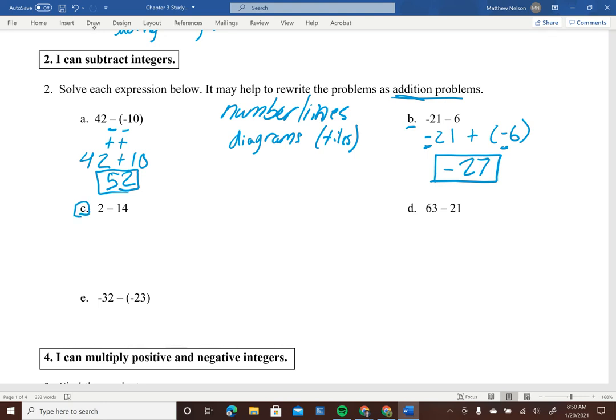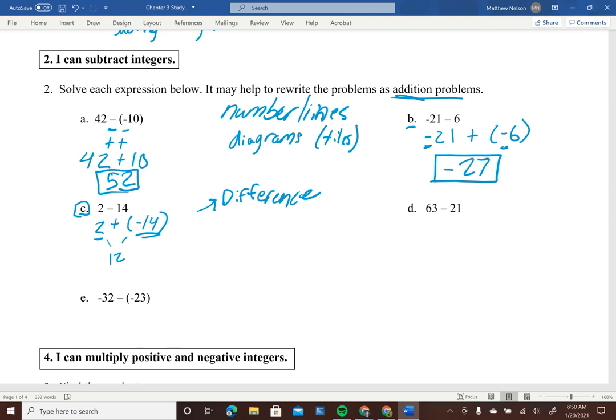So it says 2 minus 14. So I'm going to change this to addition. Rewrite it as 2 plus negative 14. And remember, when I have a positive number and a negative number, I want to find the difference between them. Okay, so what's the difference between 14 and 2? We're looking at absolute value here. So the difference between 2 and 14 is 12.